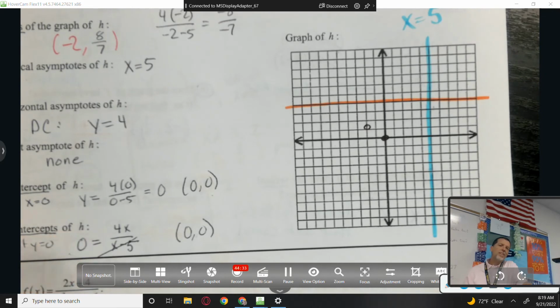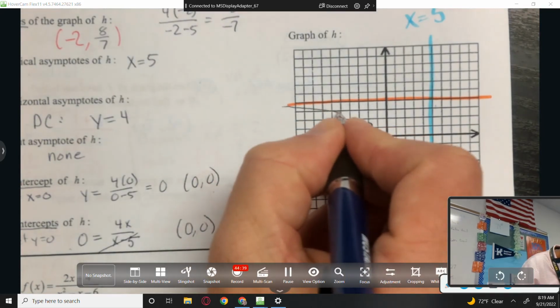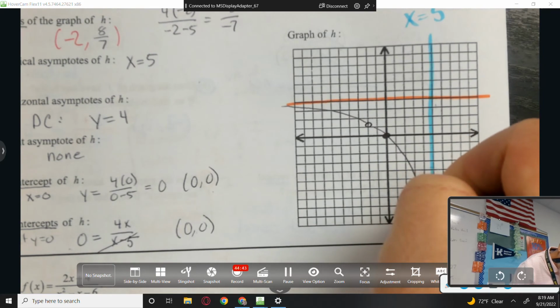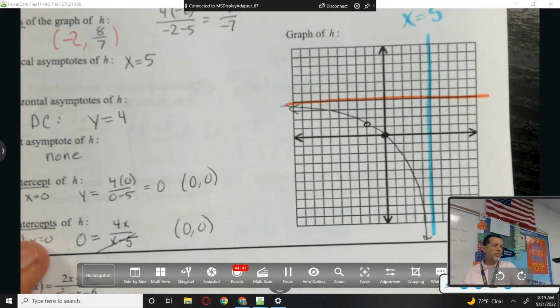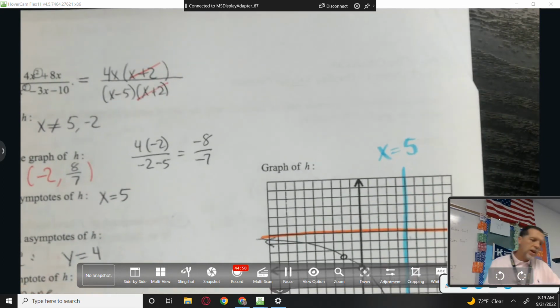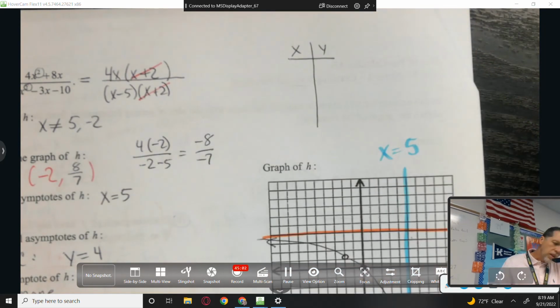All right, on the left side, I feel pretty good. I got 2 points and 2 asymptotes. So I think I know what's going on the left-hand side. If you wanted to plot more points, you're certainly welcome to. On the right-hand side, though, I got nothing. So I'm going to have to plot a point to get something over there.